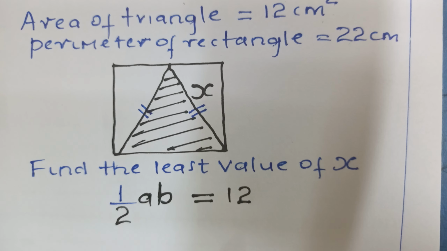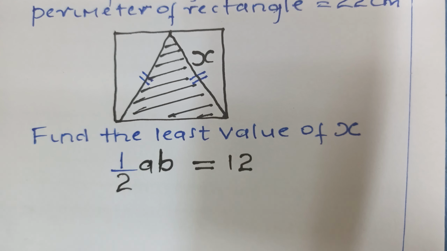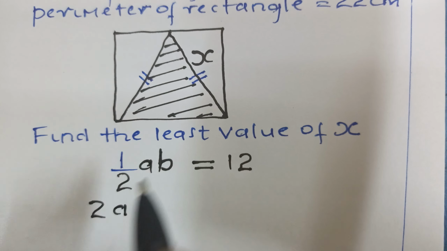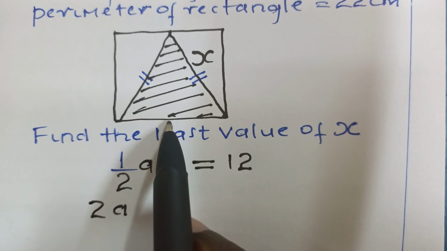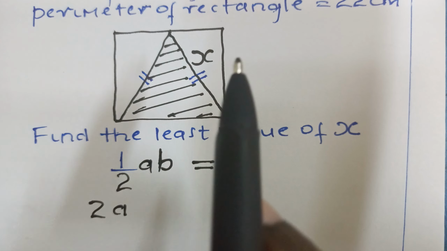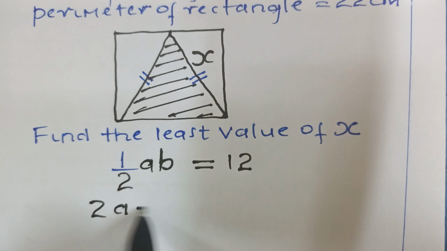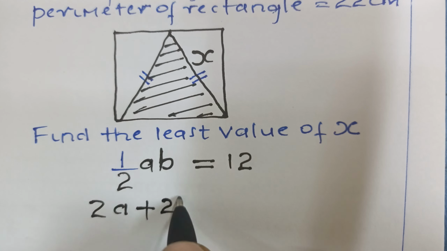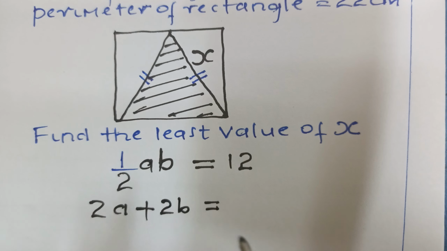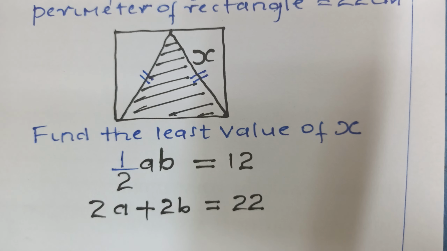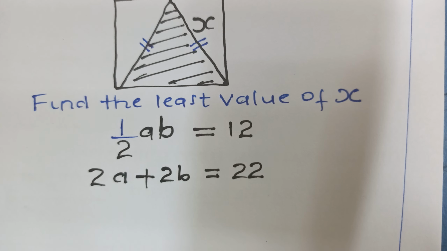Coming now to the perimeter of the rectangle, we are going to have 2a, because remember, if you have a here, you shall have a plus a, which is 2a, and if you have b here, you shall have b plus b, which is 2b. Now this comes to 22. And so guys, we have a simultaneous equation to solve.